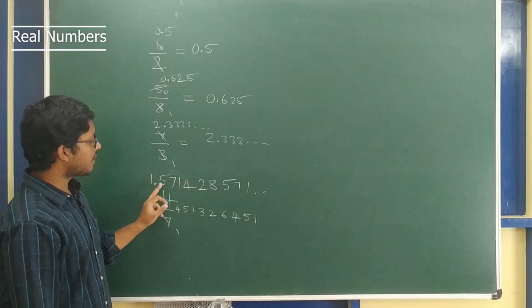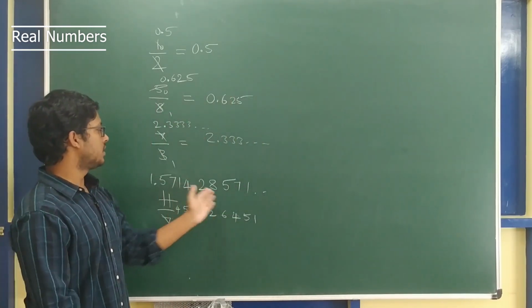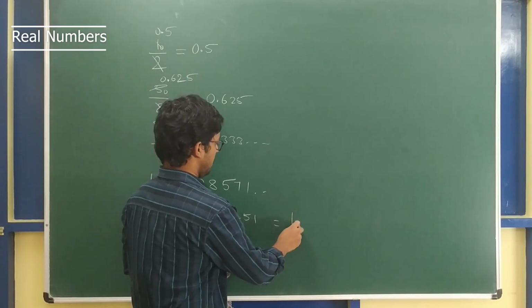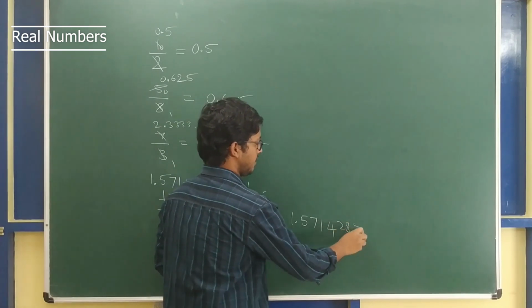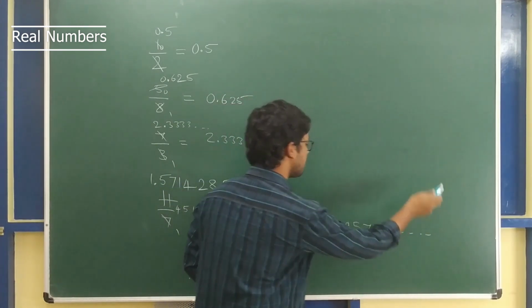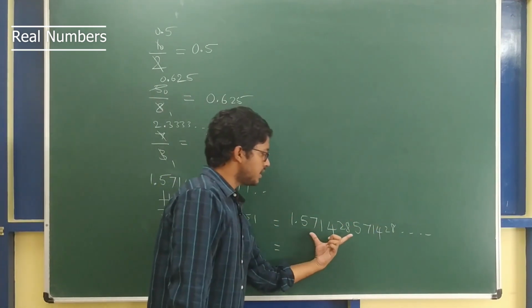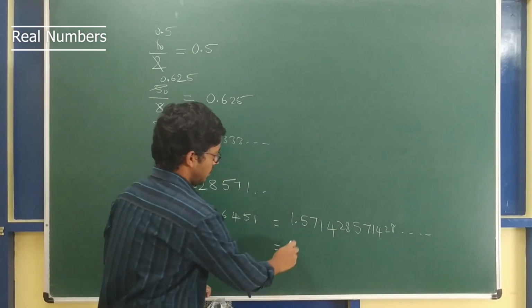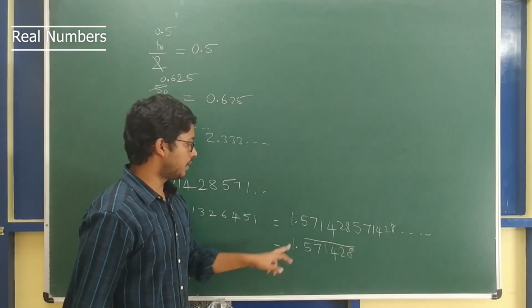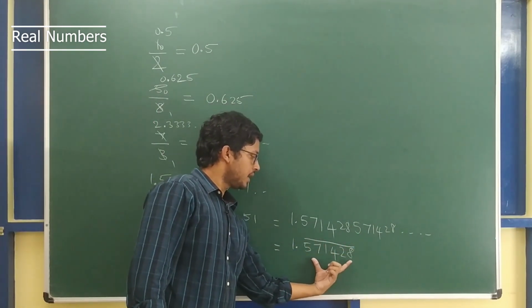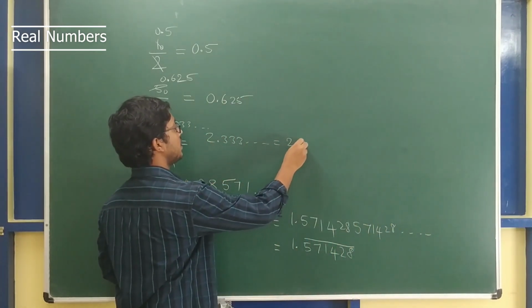So it is 1.571428, 571428, 571428 and so on. This part will actually keep repeating. So if I have to write this in recurring form, this is a recurring decimal. In simple form, I can write it like this: 1.571428 with an overhead line. If I write an overhead line, then it shows that this part is repeating continuously. Even this one I can write like this: 2.3 with an overhead line.